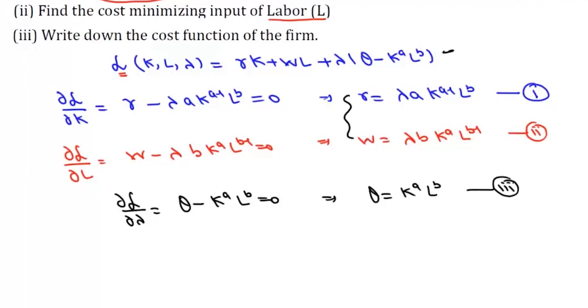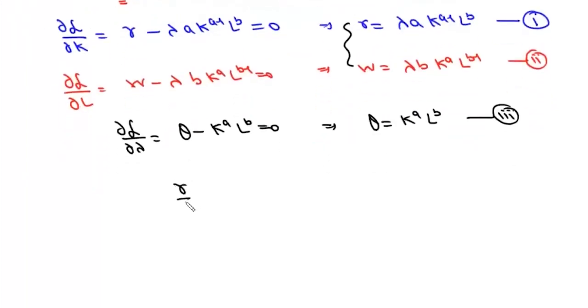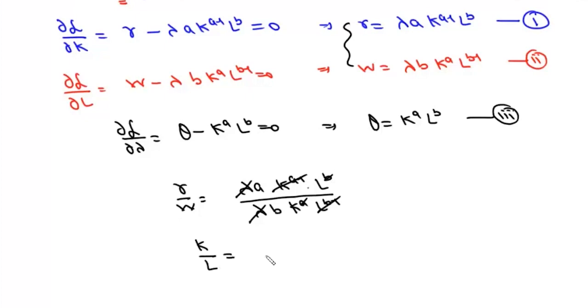Now if we divide first with second, we can write r upon w equals lambda a K to the power a minus 1 L to the power b upon lambda b K to the power a L to the power b minus 1. Now this lambda will cancel. Now K to the power a minus 1 will cancel, and L to the power b minus 1 will cancel. So from here we can write K upon L will be equal to aw upon br, and that's our fourth equation.